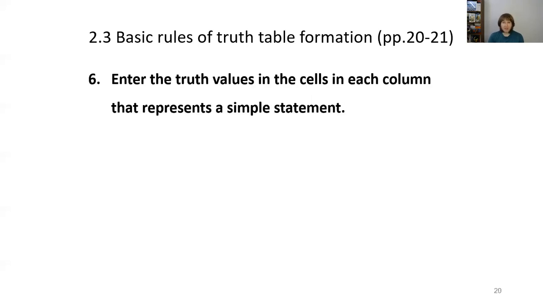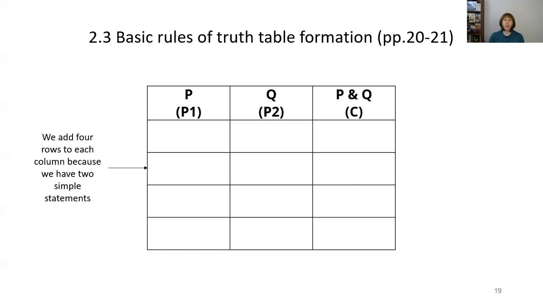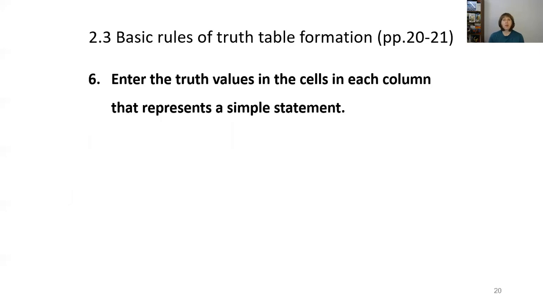Now that we have those empty rows, we need to figure out how to fill them in. We need to enter the truth values in the cells in each column that represents a simple statement. So in this argument of ours, just backing up for a second, we need to fill in column 1 and column 2 that represent just P and Q on their own. That's what we're trying to figure out in step 6. Just the columns that represent simple statements. So we need to do that.